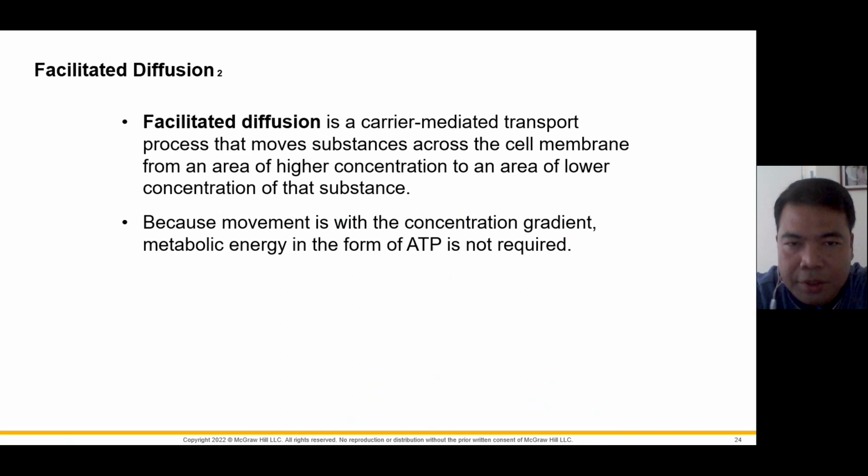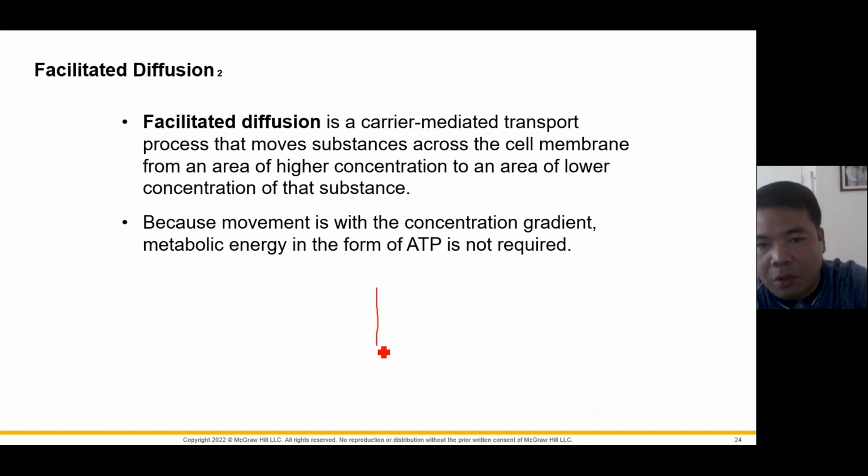So, when we say facilitated diffusion, it is a carrier-mediated transport process that moves substances across the cell membrane from an area of higher concentration to an area of lower concentration of that substance. So there is one common denominator between simple diffusion and facilitated diffusion. Ano yun? Pareho sila ng direction of movement of the substance. For example, ito yung substance na yun. Tapos, for example, ito yung cell membrane.